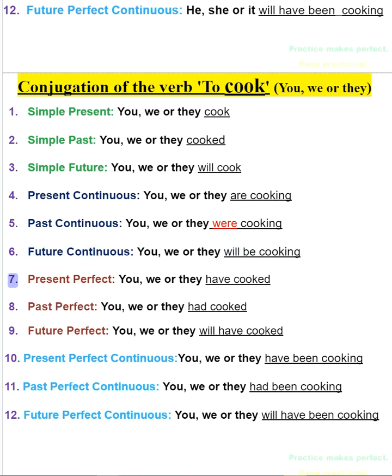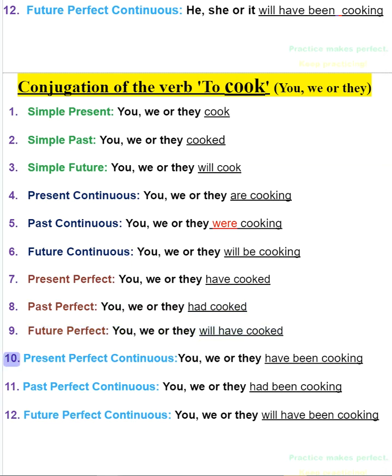7. Present perfect, you, we or they have cooked. 8. Past perfect, you, we or they had cooked. 9. Future perfect, you, we or they will have cooked.